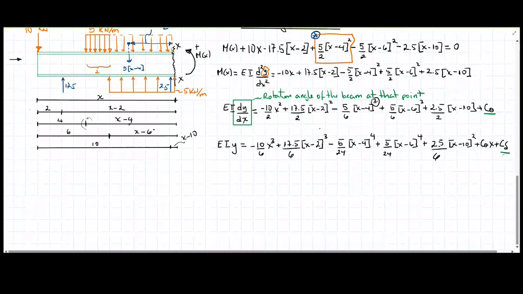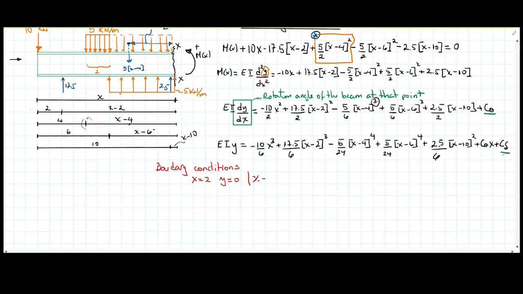Then if I write my boundary conditions here, let's put start. I know that in x, in this support B, x equal to 2, the deformation is going to be 0. And also that in x equal, this point here is going to be 10, then the deformation is also going to be 0. Good.